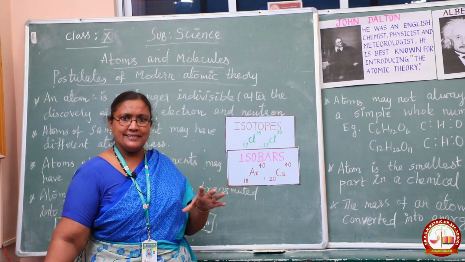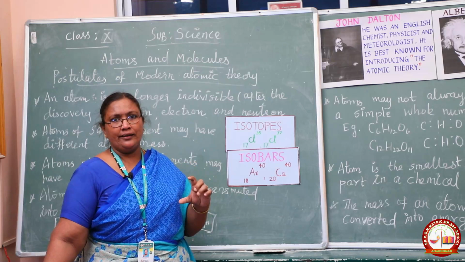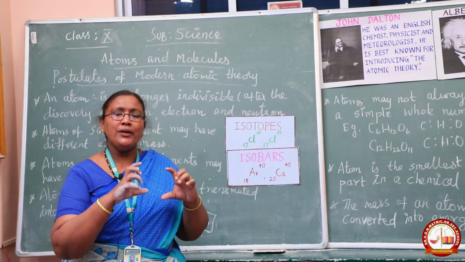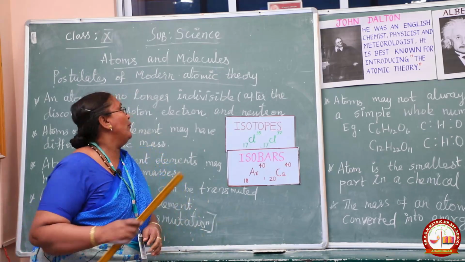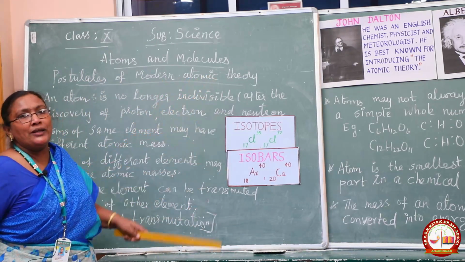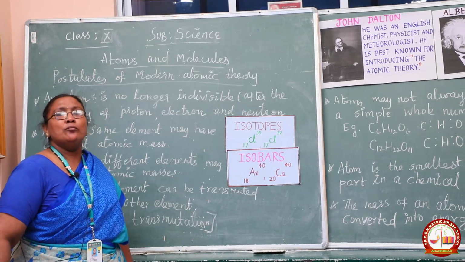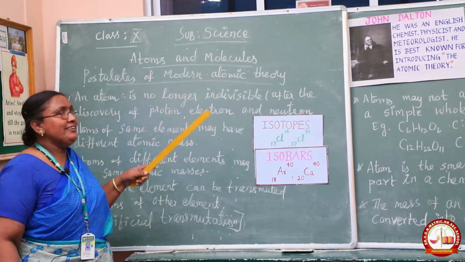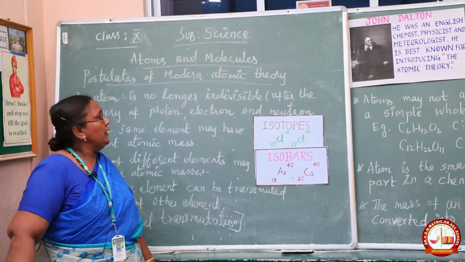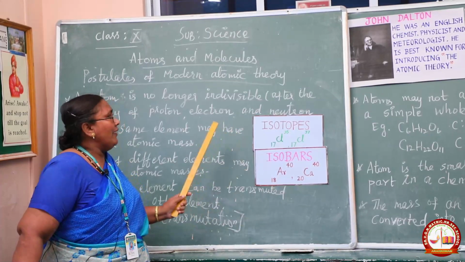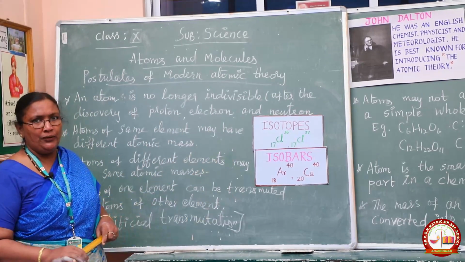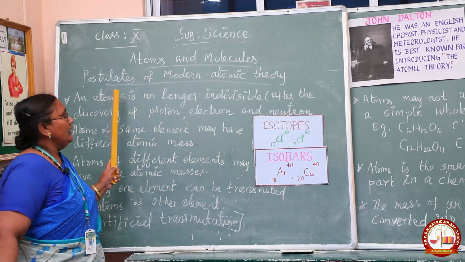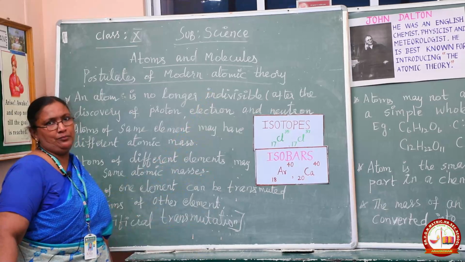So their research formed a new theory. They removed the incorrect parts of John Dalton's theory and formed a new theory. That theory is known as what? Modern atomic theory. Are you able to follow, students? Now we are going to see the postulates of modern atomic theory. We have 7 points in modern atomic theory. What are they? First point, an atom is no longer indivisible.